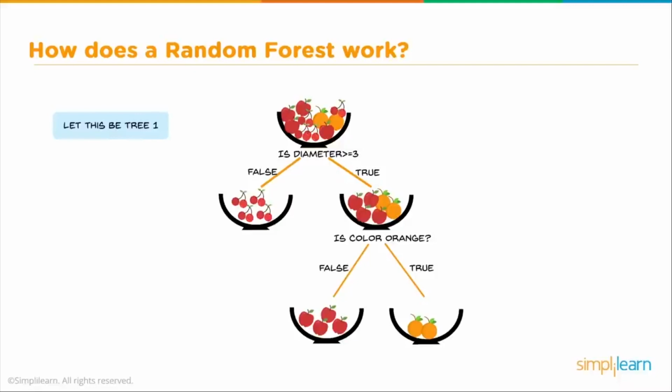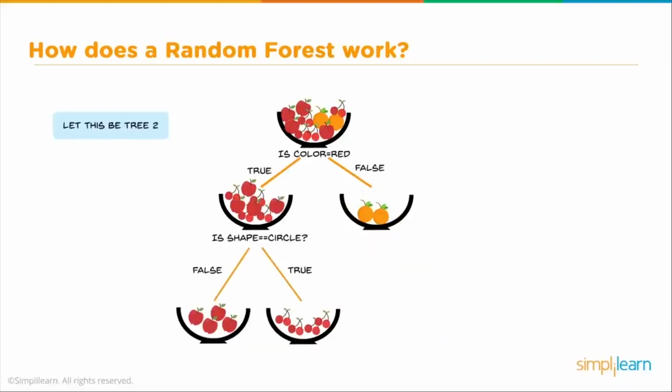And if the color is orange, it's going to go to the right, true. We're using oranges now instead of lemons. And if it's red, it's going to go to the left, false. And we build a second tree very similar, but it's split differently.